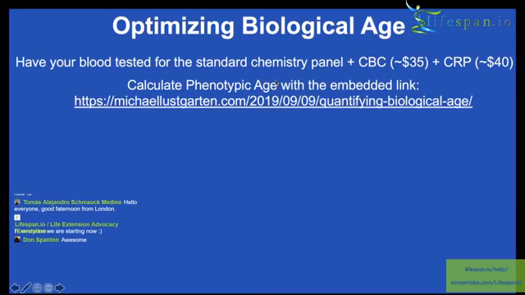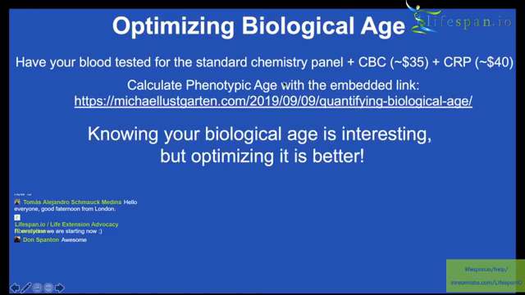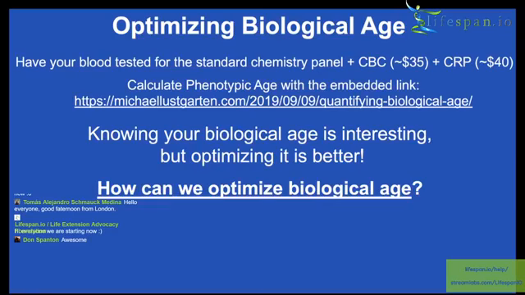I had somebody crunch the numbers, and I embedded that link here. If you have all these blood test data, you can calculate your own biological age using the phenotypic age calculator. Knowing your biological age is interesting, but optimizing it is better. So how do you do that?